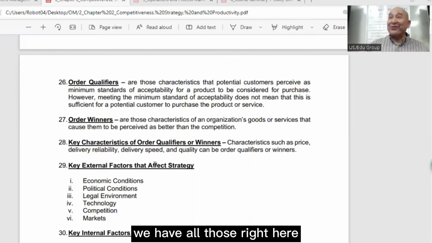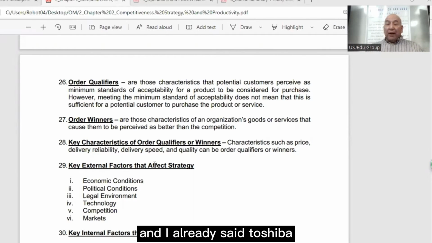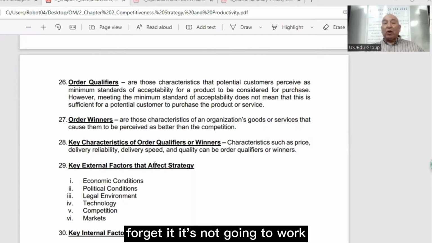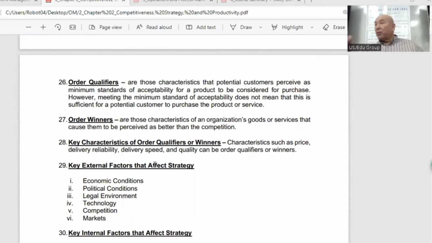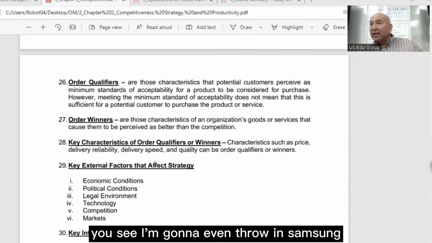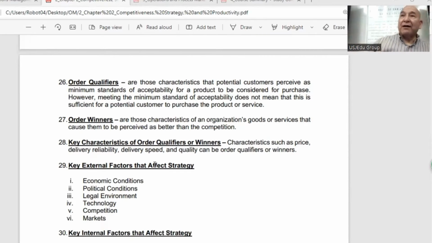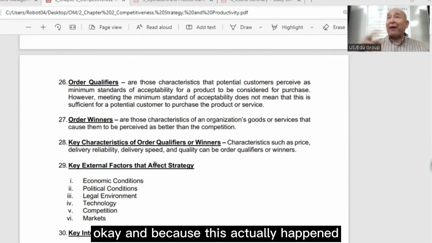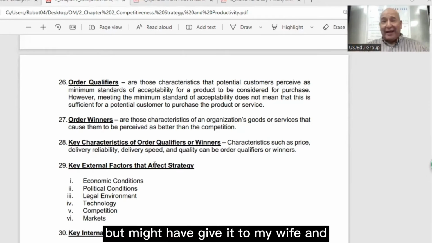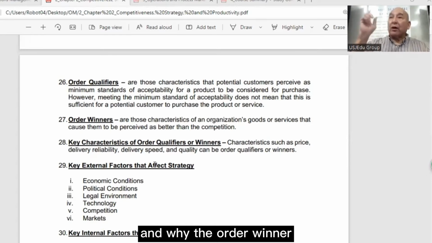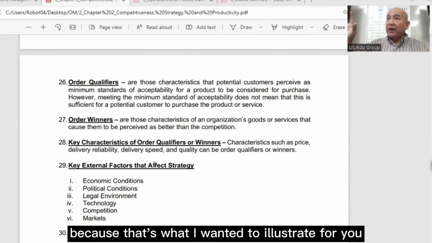It's interesting, we have all those right here. And I already said, Toshiba, forget it. It's not going to work. Order winner, but which one am I going to buy? You see, I'm going to even throw in Samsung, okay? Because this actually happened, I bought a Samsung for me, but I had to give it to my wife. And why? The order winner, because that's what I want to illustrate for you.